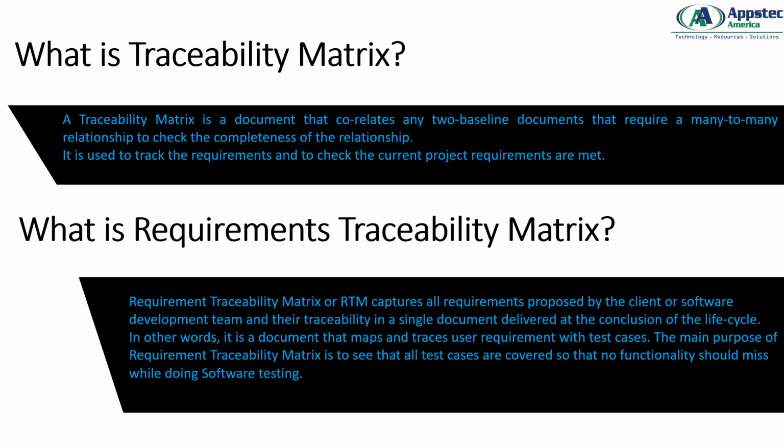So similarly, a traceability matrix is a document that correlates any two baseline documents that require a many-to-many relationship to check the completeness of the relationship. It is used to track the requirements and to check whether the current project requirements are met or not. It's a document that is maintained either by the project manager along with the business analyst in an entire RPA lifecycle process, right?